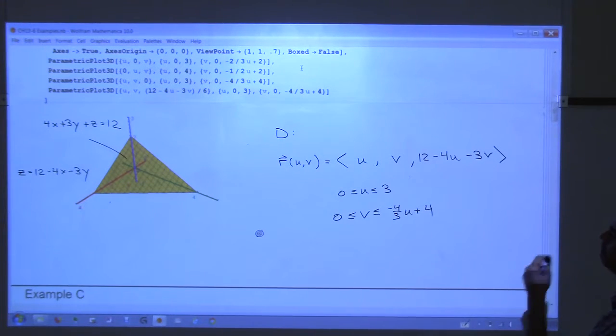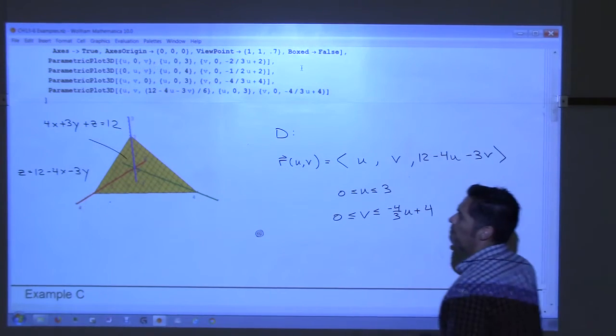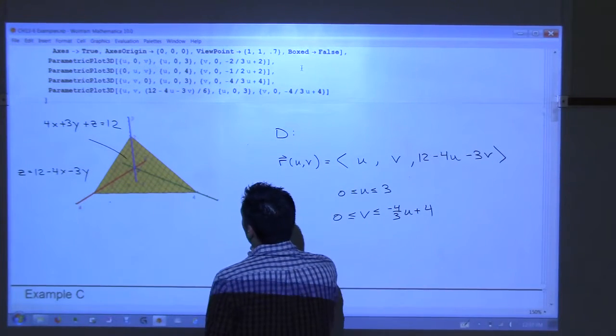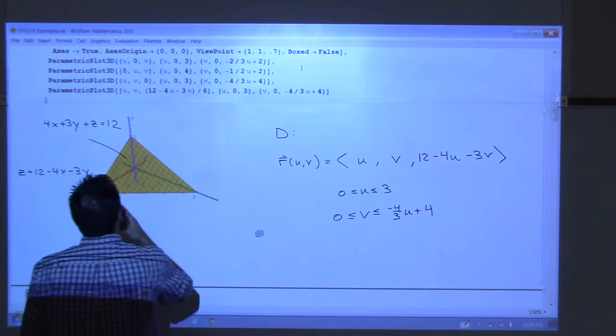Hold on a second. I just realized that was not the equation of the plane. Well, you don't know that, so... no, I kind of cheated because I was going off of my code right here.